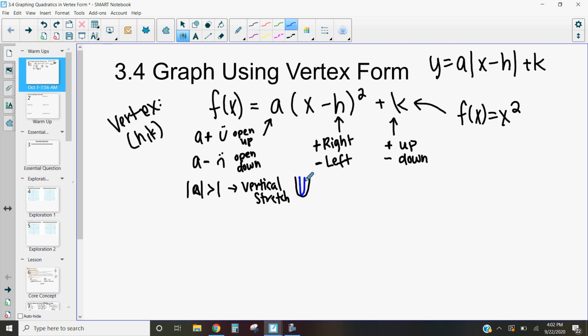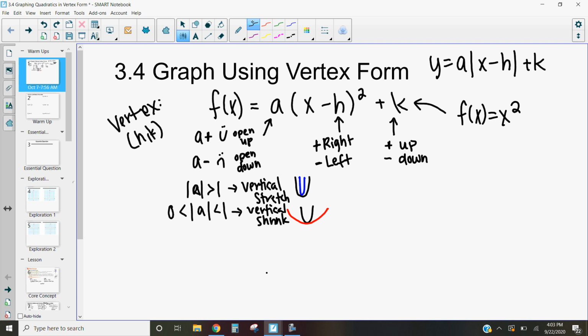It gets thinner. If our value for a is between 0 and 1, whether it's positive or negative, then we have what we call a vertical shrink. And we call it a vertical shrink because the distance that it has to go reduces. So if that black one is our x squared function, a vertical shrink widens it out. Okay, so that's kind of how that looks.